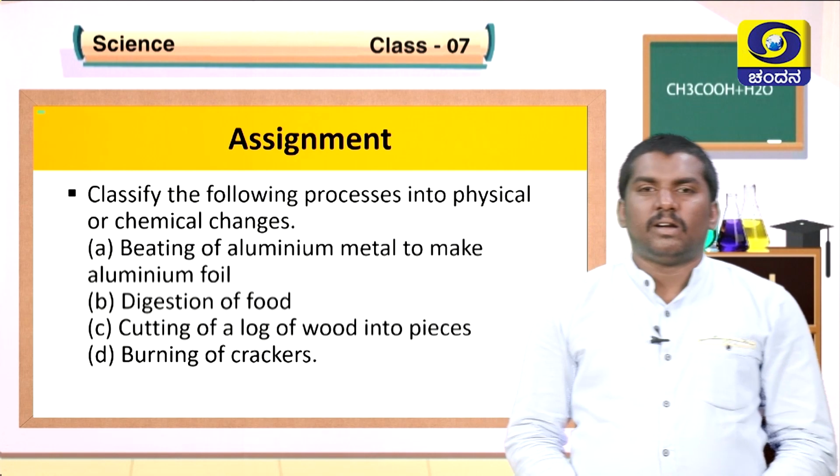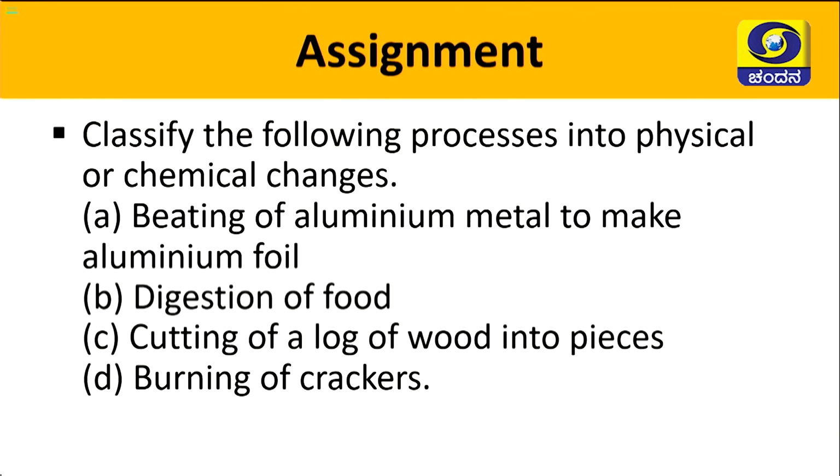Dear students, take down the assignments. Question number 1. Classify the following processes into physical or chemical changes. Option A, beating of aluminum metal to make aluminum foil. Option B, digestion of food. Option C, cutting of a log of wood into pieces. Option D, burning of crackers.